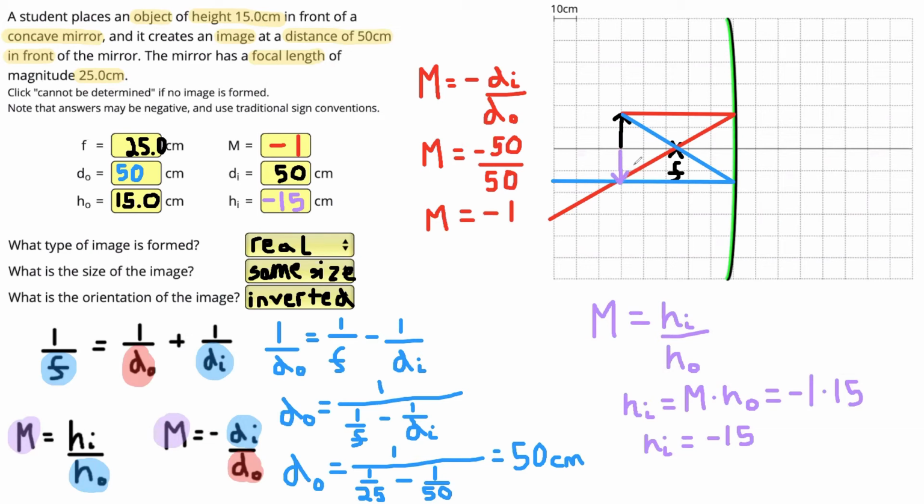image is formed. And now we can see here, yep, it's at the same distance away, 50 centimeters, 5 squares. It's the same height, it's 15 centimeters or 1.5 squares high. And it's inverted, it's upside down. We can also see it's on the same side of the mirror as the object, so it's real. So here, it's just nice to be able to do this and check our answers to make sure that they look correct and check if we've made any mistakes.